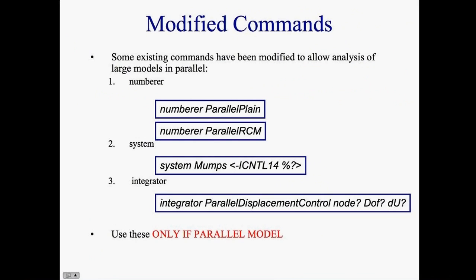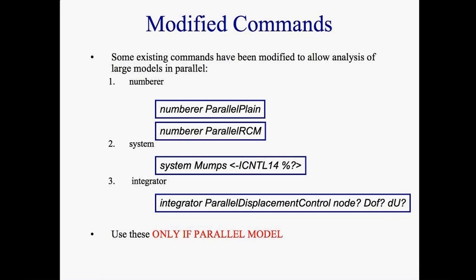So when you're not doing parameter studies, you want to do large models, you can't use the commands that you're used to. Basically, you've got to specify that you're building a large model and it's going to be run in parallel. So when you want to do the degree of freedom numbering, you have to choose one of the parallel numbers. It's either parallel plane or parallel reverse Cuthill-McKee. You have to use a parallel equation solver. In this case, I'm using MUMPS.